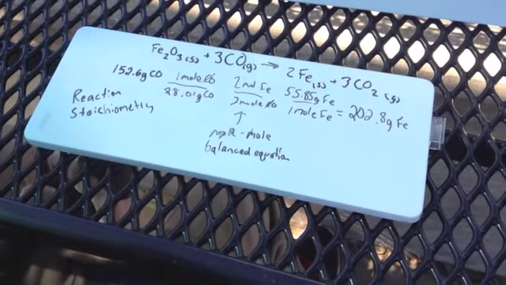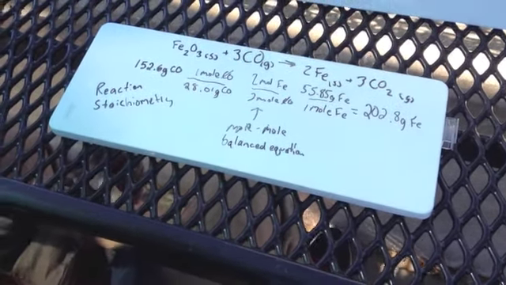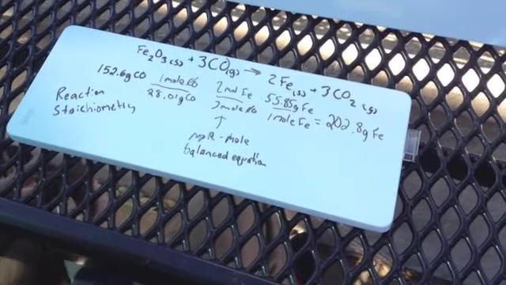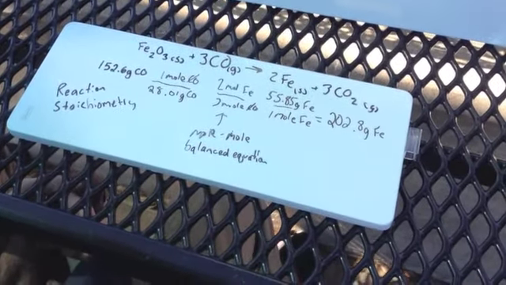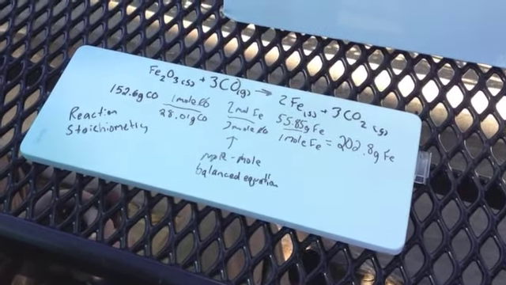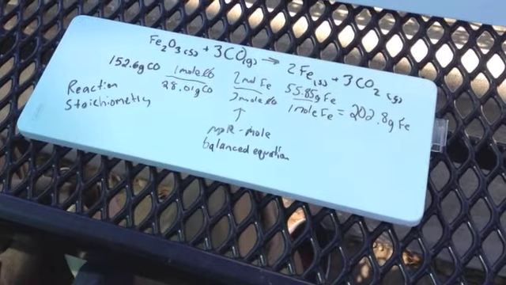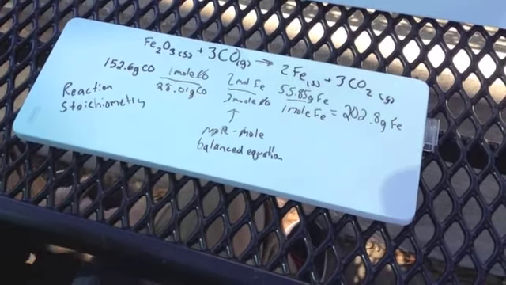Here we have a balanced equation, and in order to do the reactions right here, we need to make sure we have a balanced equation. We're going to calculate the molar masses of the compounds that we're interested in, and then we're going to determine the mole-to-mole ratio for the coefficients in the balanced equation. Then we're going to actually solve the problem.